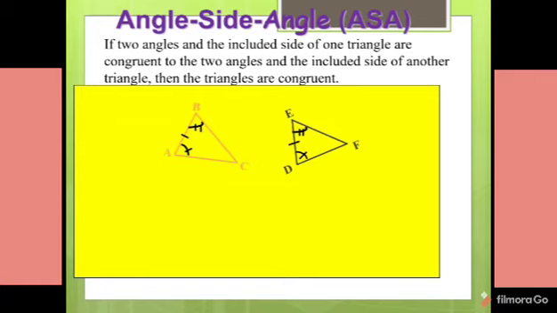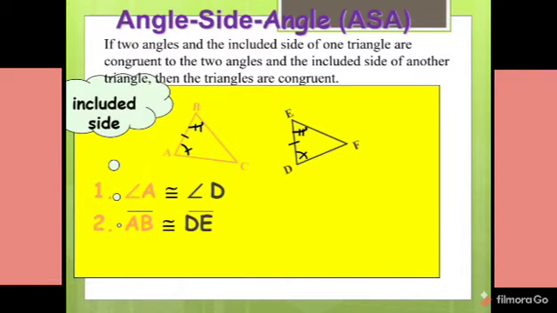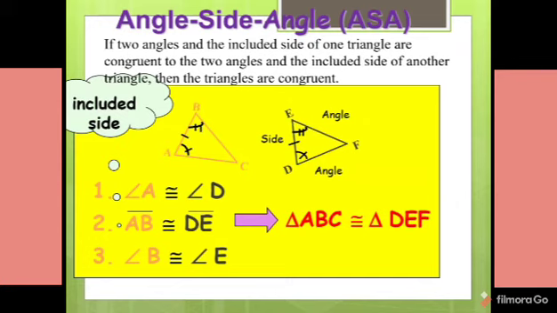Let's now move on to the angle side angle congruence postulate, or we call that one the ASA Congruence Postulate. To use this postulate: if two angles and the included side of one triangle are congruent to the two angles and the included side of another triangle, then the triangles are congruent. So based on our illustration a while back, you have triangle ABC and triangle DEF, where you could say that angle A is congruent to angle D, segment AB is congruent to segment DE, which is our included side. Am I right? Next, we have angle B and angle E are congruent. Therefore, you can conclude that triangle ABC is congruent to triangle DEF.